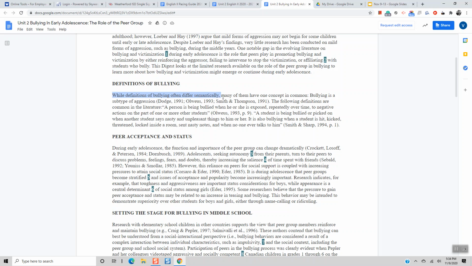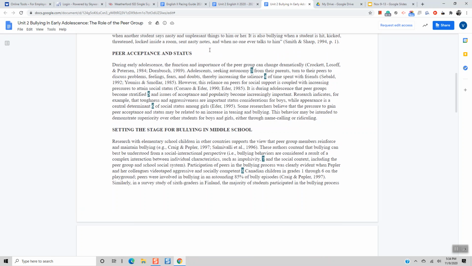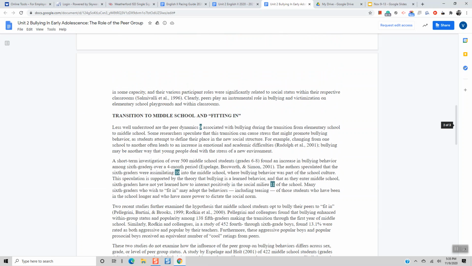Definitions of bullying often differ systematically. There's one concept in common. Bullying is a subtype of aggression. And then they wrote down some other examples of bullying. Okay, right here, right here, and then they went into, so you got to identify the topic sentences, okay? During early adolescence, the function and importance of the peer group has changed dramatically, setting the stage for bullying in middle school. Research with elementary school children in other countries supports the view that peer group members reinforce and maintain bullying. And then over here, they talked about Canadian kids because they're talking about other countries, and they talked about kids in Finland. Okay, so that explains that.